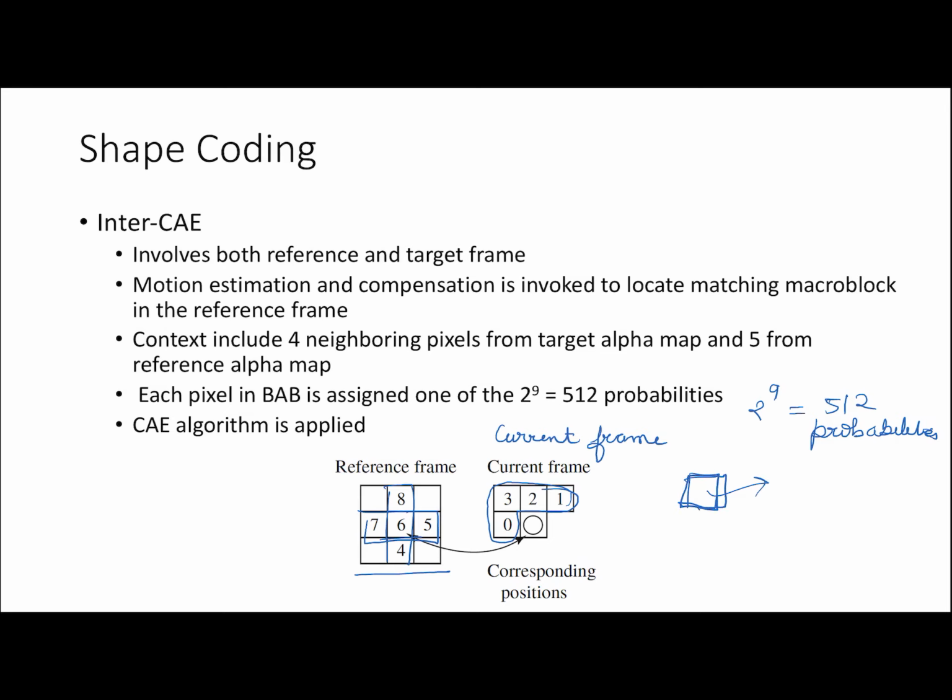So the 16 cross 16 binary map originally contains 256 bits of information. Now compressing it to a single floating point number achieves a substantial saving of bits as well. So we have information of shape, and we have reduced the number of bits required to represent the border of the VOP.